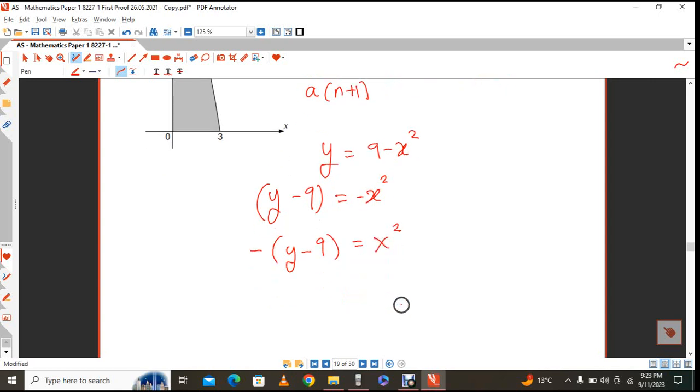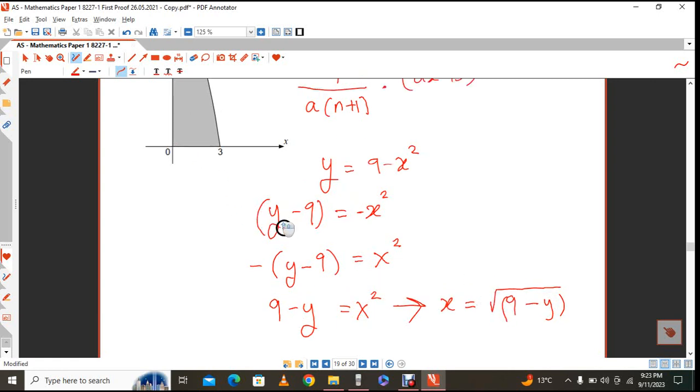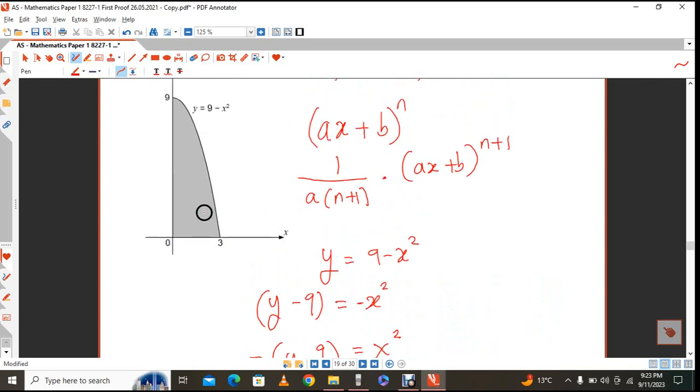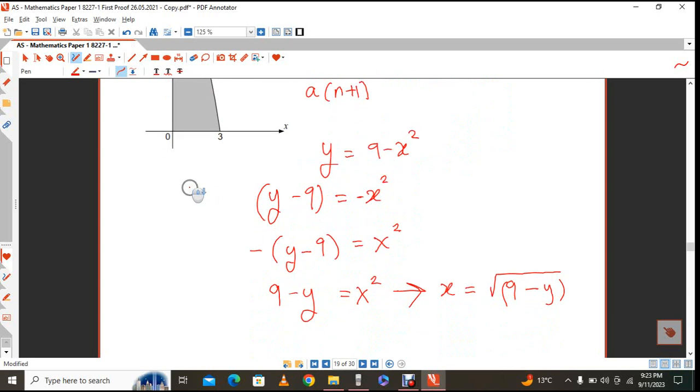Before I do that, I'm going to distribute that negative over. So that's going to give me positive 9, that's negative times negative 9, and minus y is equal to x squared. In any case, this gives us that x is equal to the square root of 9 minus y. And since the value of x here is greater than 0, because you can see it's in the positive direction, I'm going to have a positive one here. But no need to write it, since x is greater than or equal to 0, as you can see where the graph is.